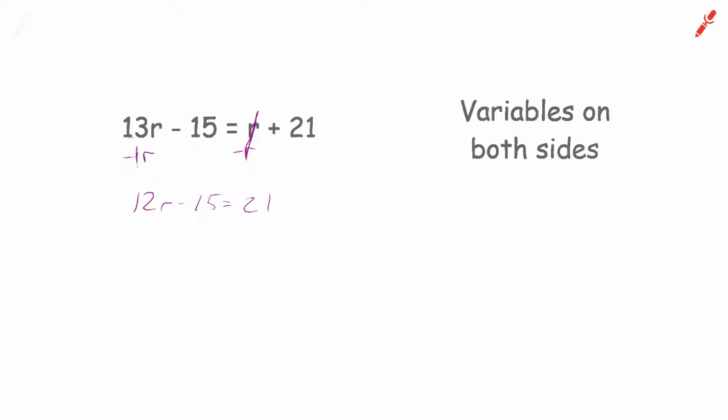So now when I look at it, r is only written in the entire problem one time. There are no variables left on both sides of the equation. There's only a variable on the left-hand side. And now I'm going to go ahead and solve that.